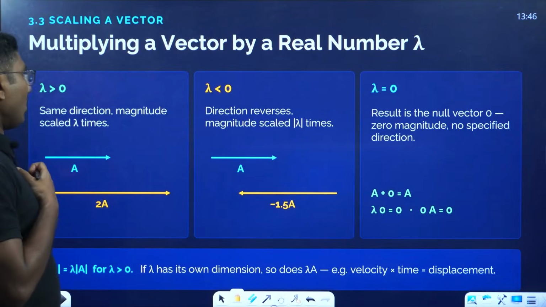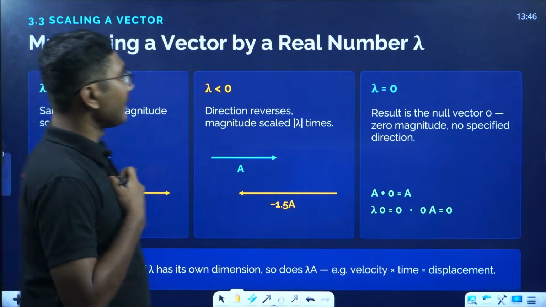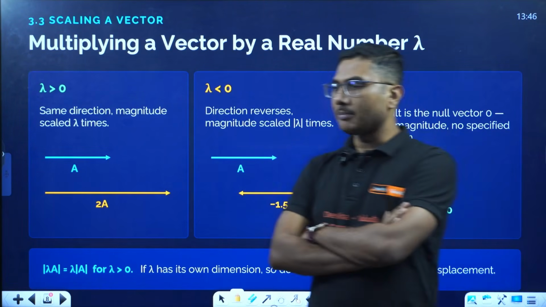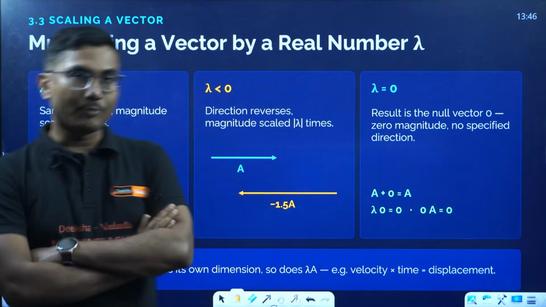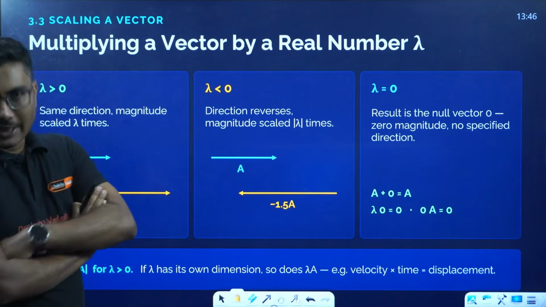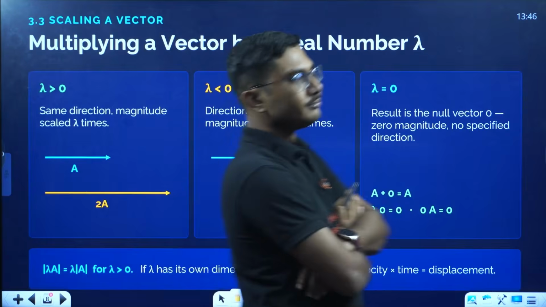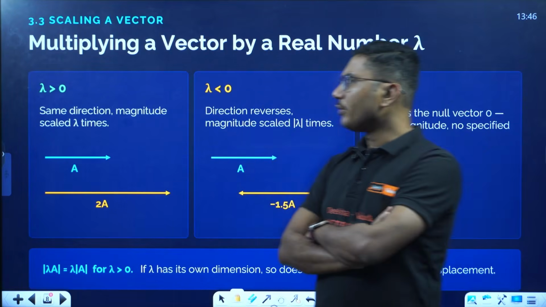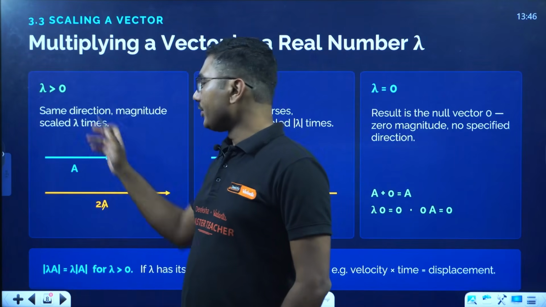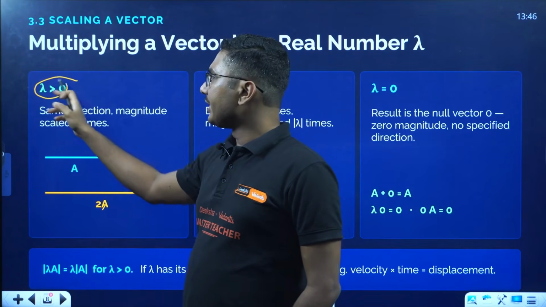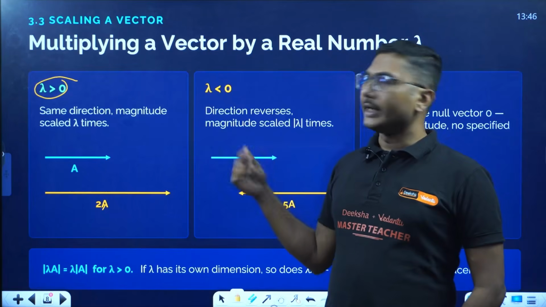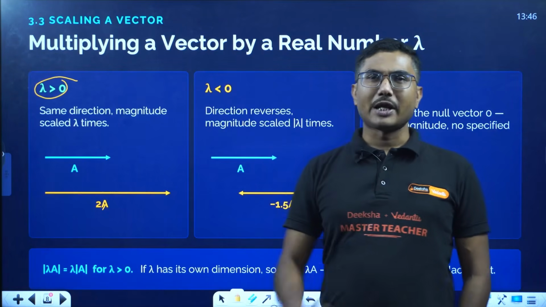Now, multiplying a vector by a real number. So what does real number mean? Real number means 1, 2, 3, 5.2, 7.8, any number which is not complex. They are all real numbers, positive or negative. Real 0 is also a real number, right? So if you are multiplying a vector with a constant which is greater than 0, say 1.59.